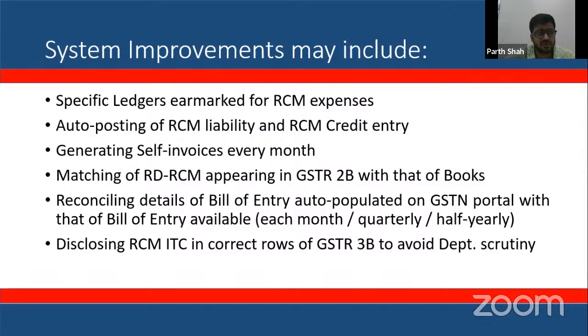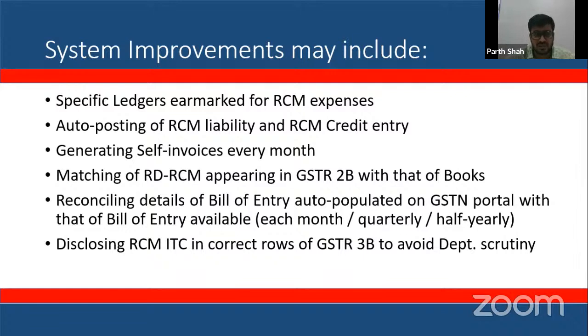And the last aspect that we wanted to highlight is certain improvements in the process for identifying and paying reverse charge. You can have certain specific ledgers which are earmarked for RCM expenses only. If the expense entry hits that particular ledger, then RCM entries are automatically triggered. Your RCM liability and credit entry may be auto posted if your system is smart enough to capture those entries as well. Further, as we discussed, generating self invoices every month, even though they are an internal document, it would always be suggested that such invoices are generated and kept in your records every month.